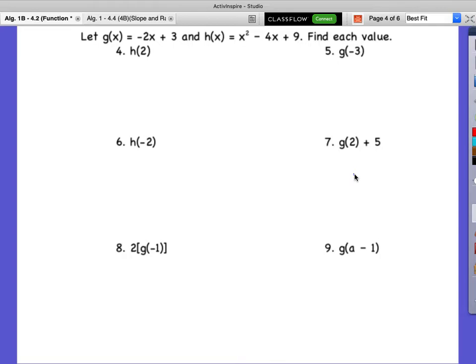Now, earlier when we had f of x, we used the letter f because it was a function. Just because it's g and h, we're not going to call it gunction and hunction. They're still functions. It's just the function g, the function h.